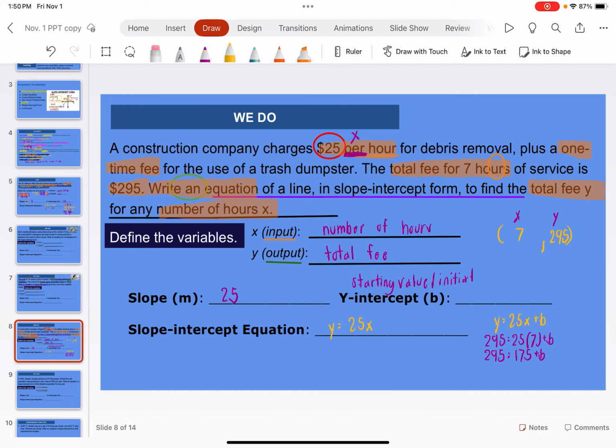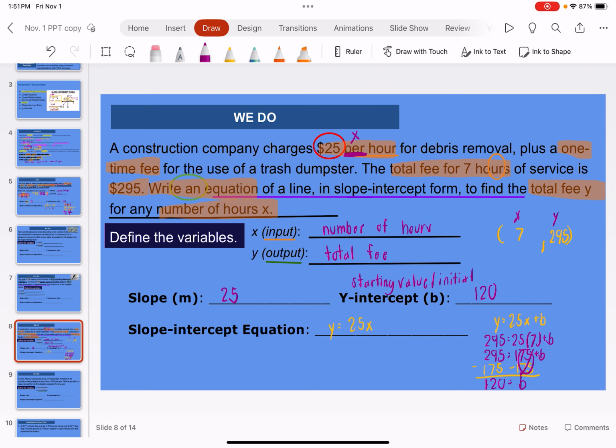And then from here, to move the 175, we're going to subtract. Since we see that we were adding and we got to do the opposite. So we have 295 minus 175 is going to be 120. And then obviously 175 minus 175 is a 0 pair. So b is equal to 120.